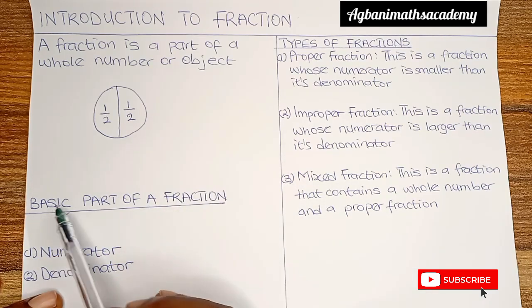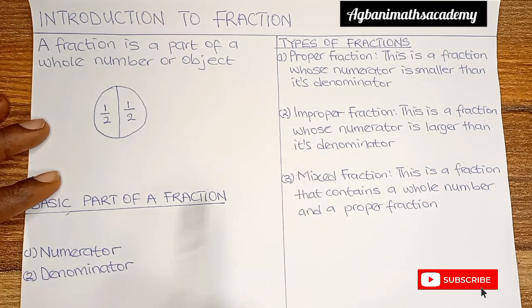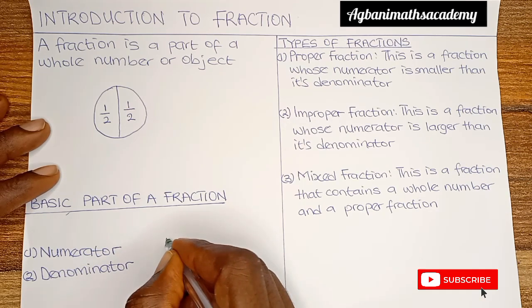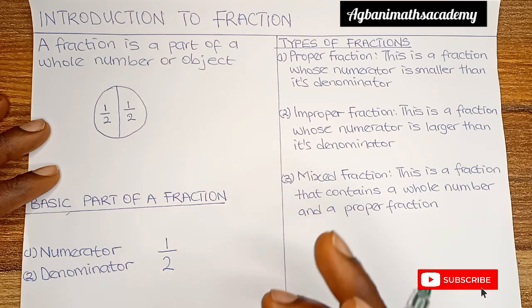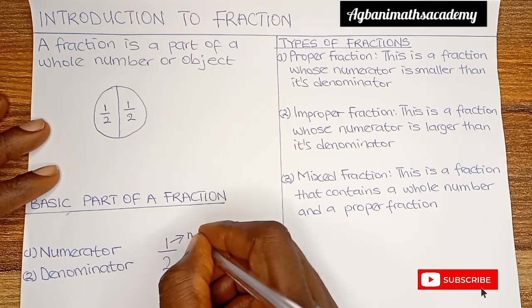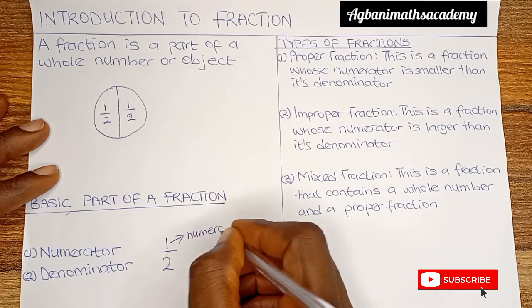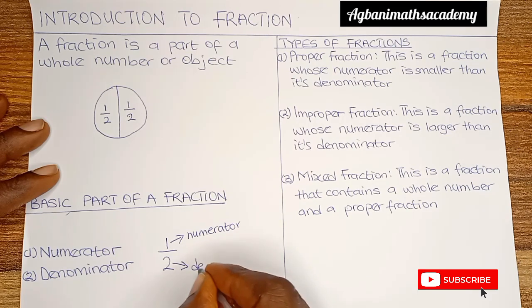Now we are going to look at basic parts of a fraction. Every fraction has two basic parts. The first one is the numerator and the second one denominator. So if we have a fraction in this form, 1 all over 2, a fraction like this has two parts. The number on top is called numerator, and the number below is called denominator.